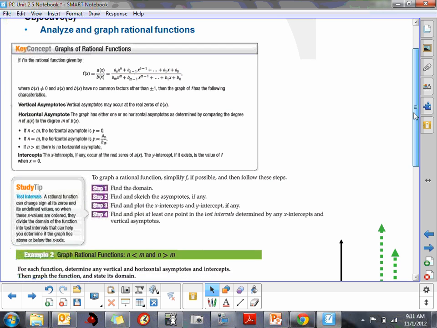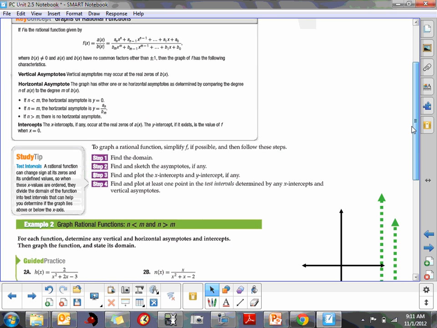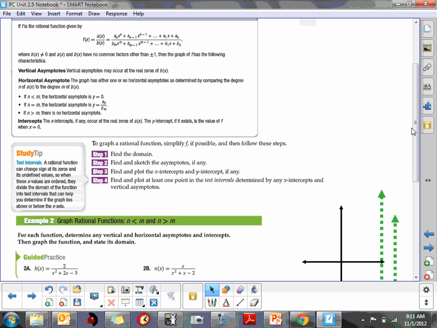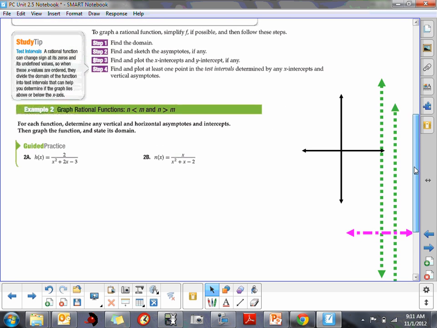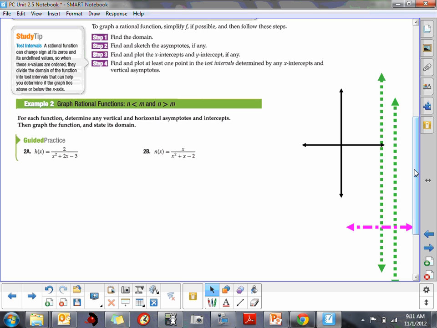The x-intercepts and the y-intercepts, we are very familiar with how to find. We'll plug in a 0 for the y in order to find the x-intercepts. In order to find the y-intercepts, we substitute in 0 for x, and that'll help us find the y-intercept. They give you step-by-step directions in here on how to do that as well. Those are some pretty good suggestions, but let's take a look at the first two examples where they're telling us that n is less than m and n is greater than m. So these are the two different varieties they want us to look at at this point.